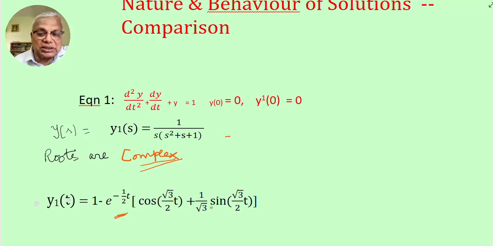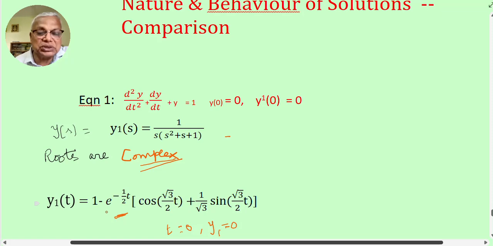So what are the characteristics of this? If I plot y1 versus t, how does it look? What is the initial value? Initially at t equal to 0, if you put t equal to 0 here, what will y1 be? y1 will be 0. Okay?